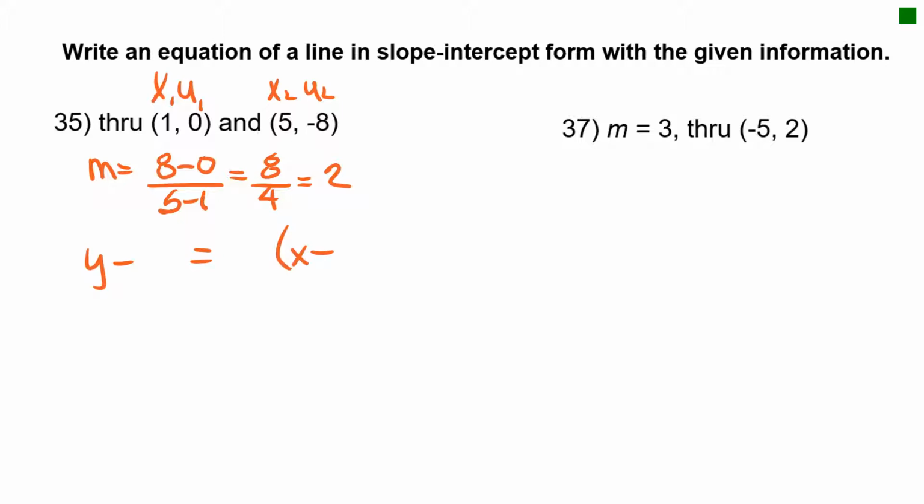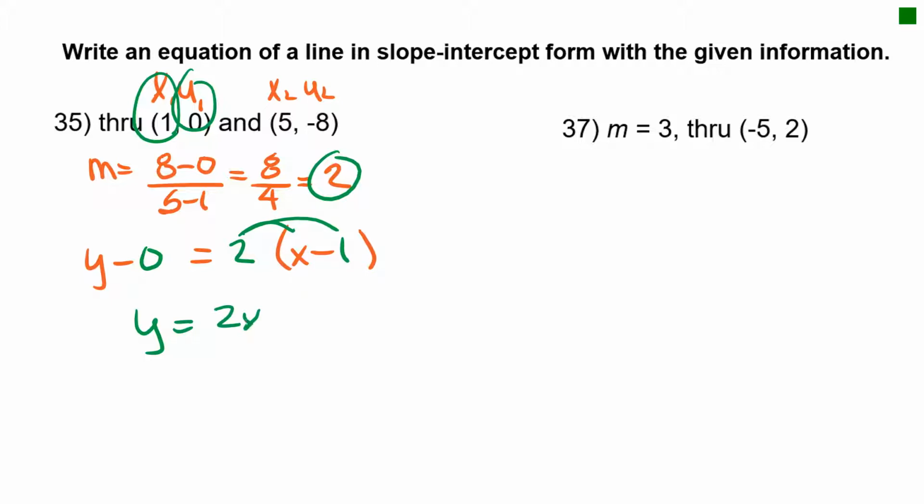Set up slope-intercept. Grab y1, put it right there. Grab the slope, put it right there. Grab x1, put it right there. Okay, oh, look at this. What's y minus 0? Y. Don't have to do anything there. Over here, I'm going to distribute 2x minus 2. Bada bing, bada boom. We're done.